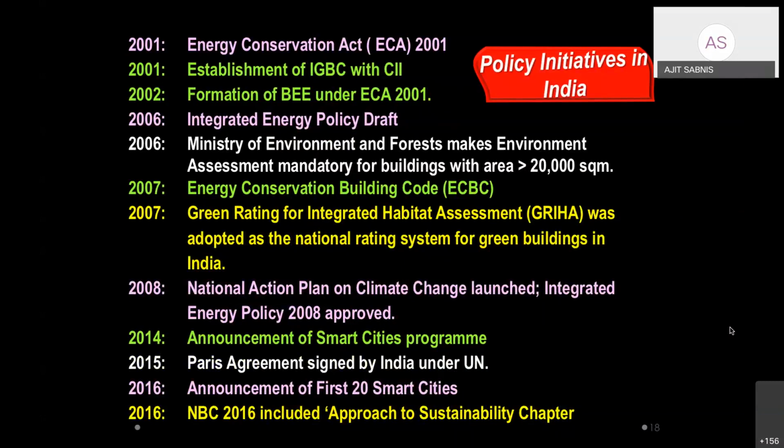That is an interesting thing. Energy Conservation Act was enacted in 2001. In 2007, Energy Conservation Building Code came into the picture. In 2007, green rating GRIHA was also adopted as the national rating system for green rating buildings in India. In 2015, we talked about the Paris Agreement signed by almost 195 countries under the United Nations. In 2016, National Building Codes included an approach to sustainability chapter, and there are several policy initiatives which were taken into consideration.